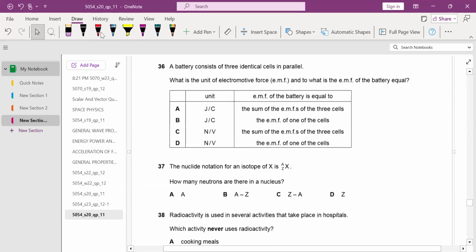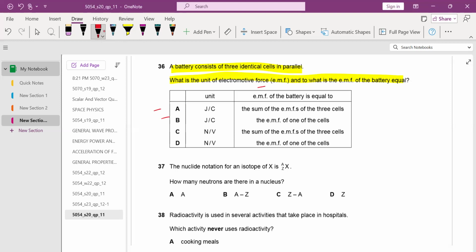Question 36. A battery consists of three identical cells in parallel. What is the unit of the electromotive force, EMF, and what is the EMF of the battery equal to? The unit for EMF is joules per coulomb, which would be A or B. And the EMF of the battery, in parallel, is the EMF of one cell. So option B is correct for question number 36.